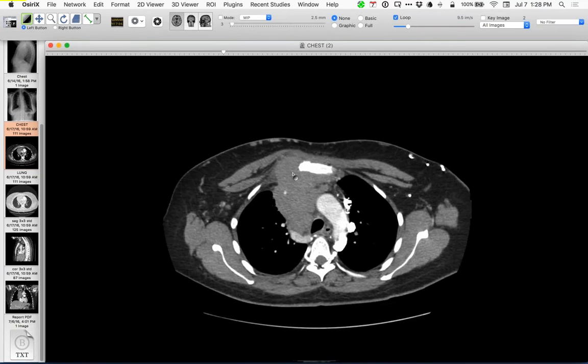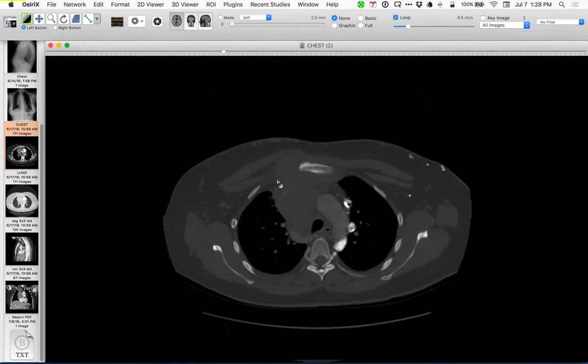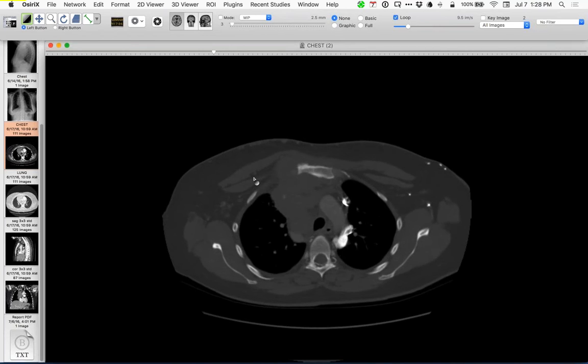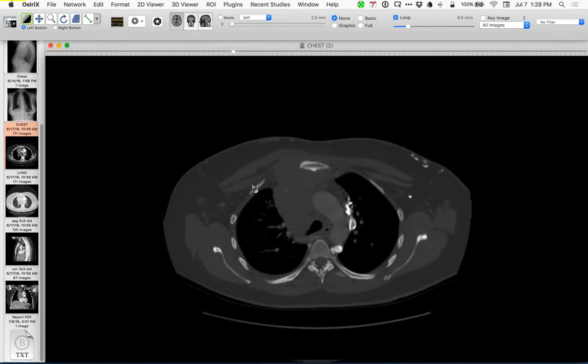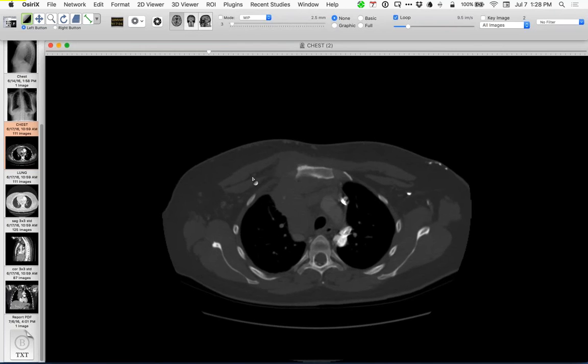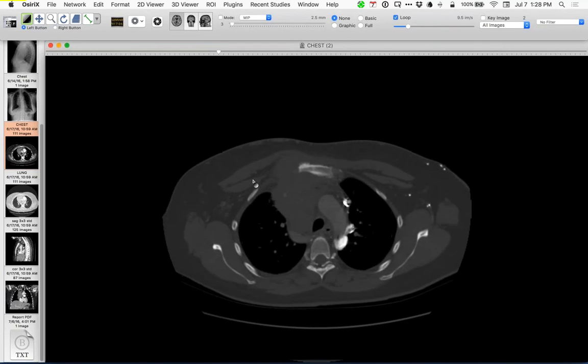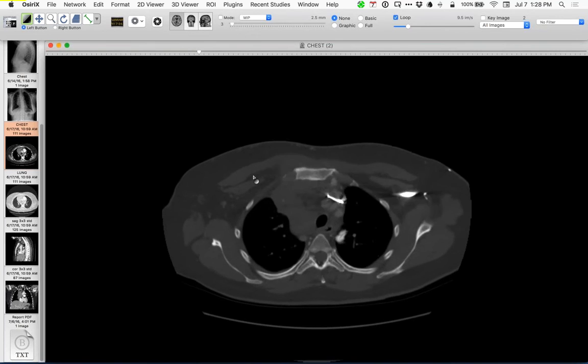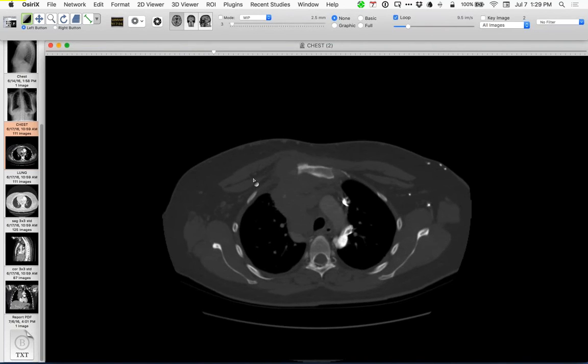Let's have a look at the bone here and see. Oh, look, there is some remodeling, isn't there? Yeah, of that bone, of the sternum, right there. Periosteal reaction, yeah, right there. Exactly. So it's been there a while.